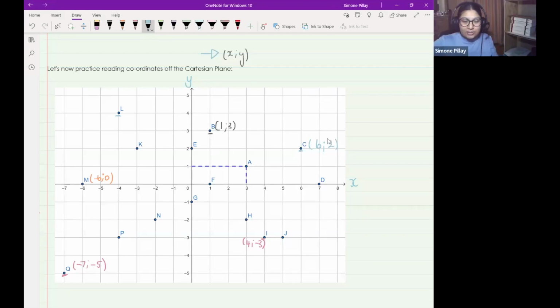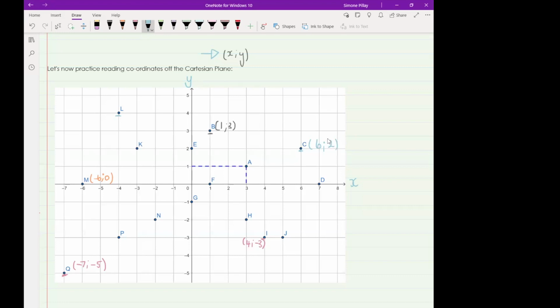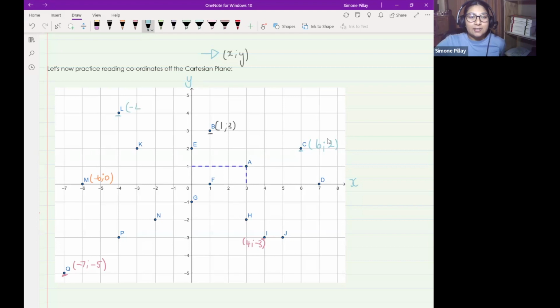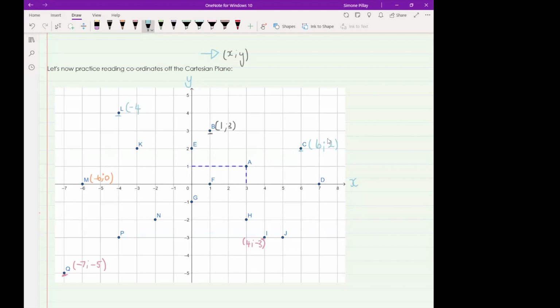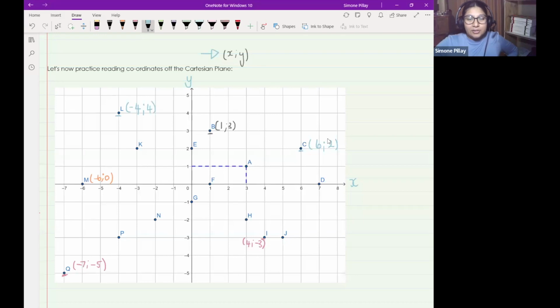And you said you wanted to do C and L. So let's do L. Open brackets, -4, brackets, and then semicolon and 4. 100%. Beautifully done, Rory-san. Thank you.